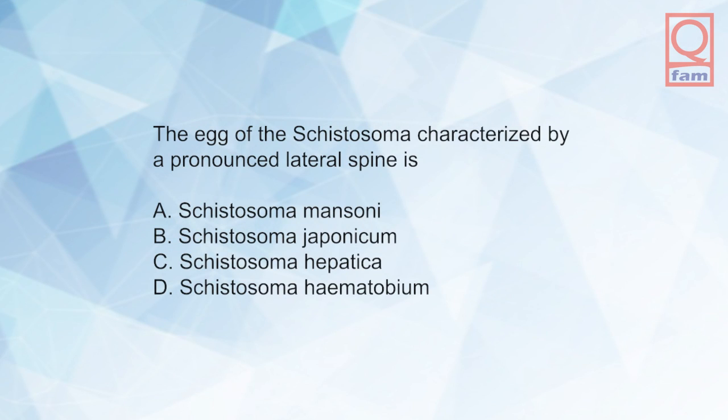The egg of the Schistosoma characterized by a pronounced lateral spine is: A. Schistosoma mansoni. B. Schistosoma japonicum. C. Schistosoma hepatica. D. Schistosoma haematobium. The answer is A. Schistosoma mansoni.